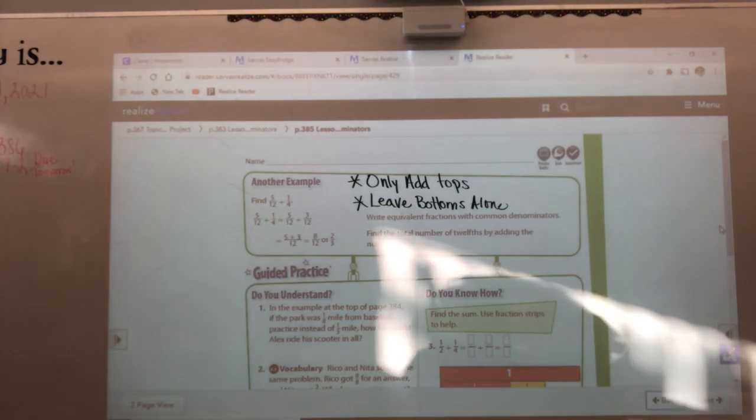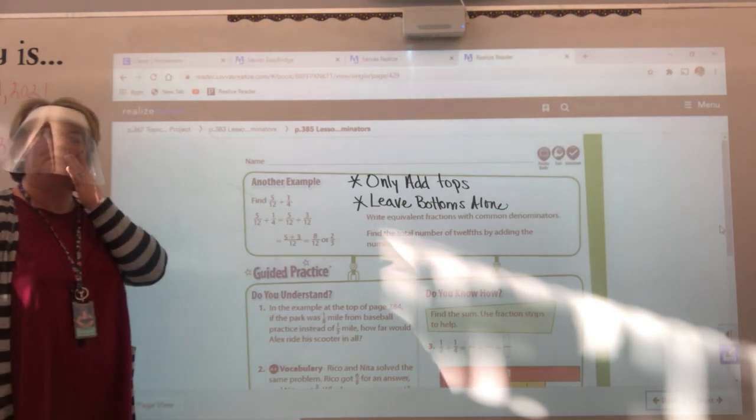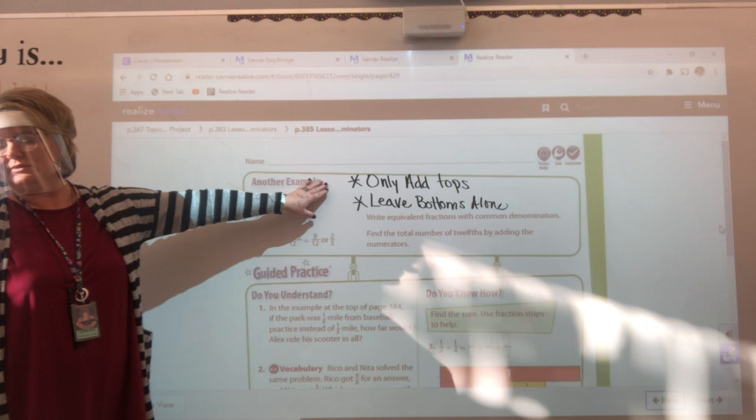Okay, go give that to Lainey. It must have stuck with your paper. Okay, those are your two notes.